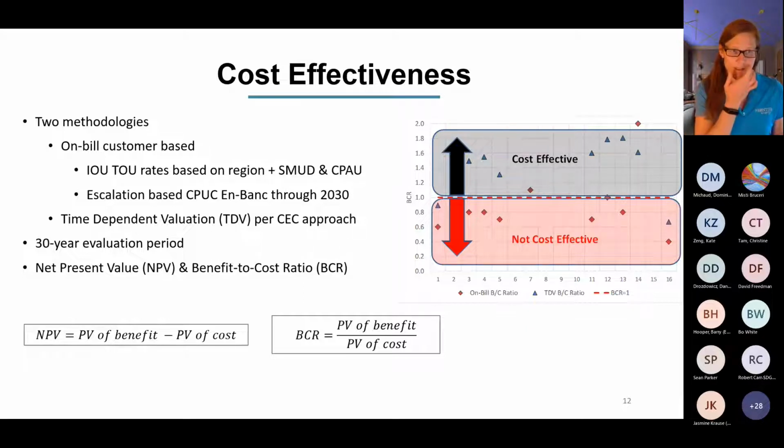And you'll see in our results slide that results are presented according to net present value and benefit to cost ratio. So the net present value is the present value of the benefit that you get from this change, this measure, et cetera, less the present value of the incremental cost over the lifetime. And the benefit to cost ratio is the ratio of those. So the present value of the benefit divided by the present value of the cost. An NPV of 0 or greater and a benefit to cost ratio of 1 or greater indicates something that is cost effective.